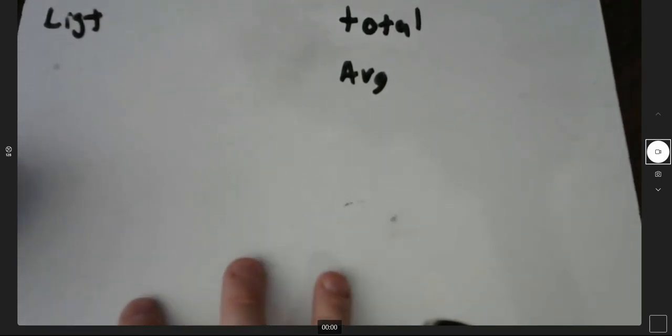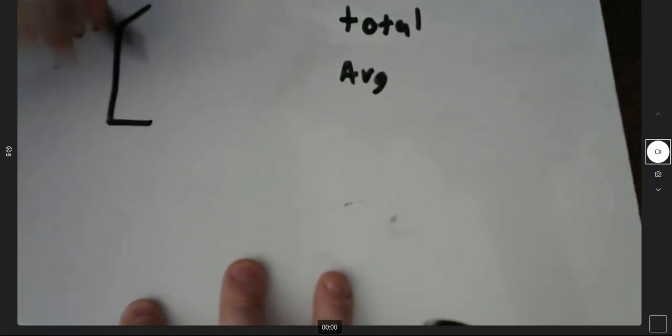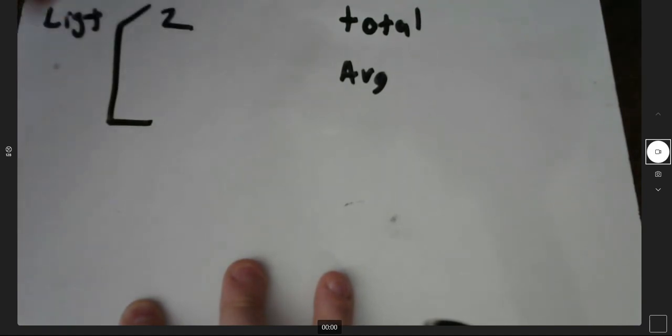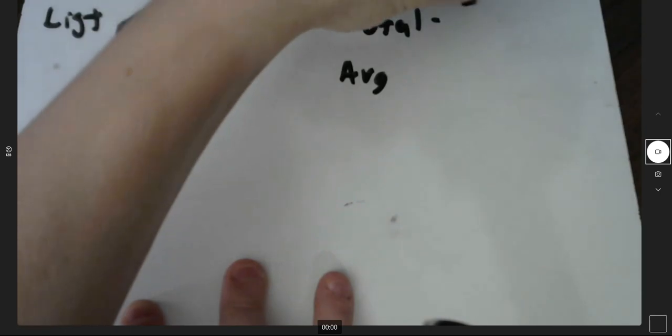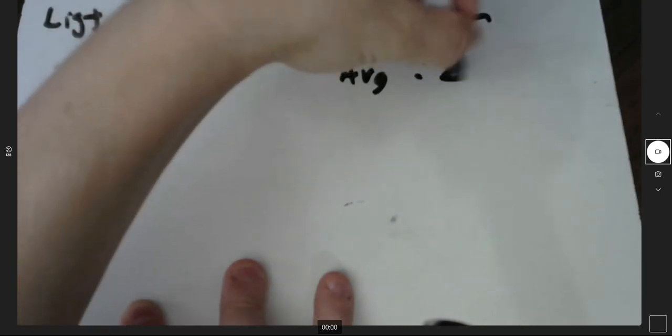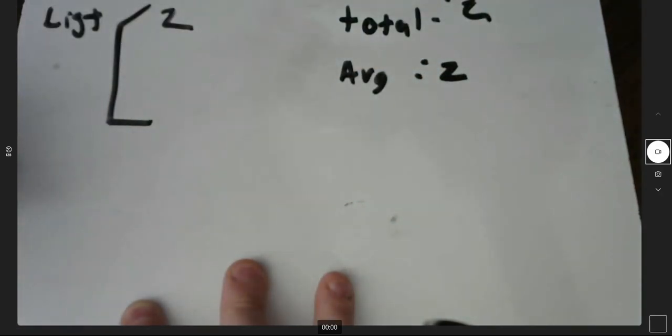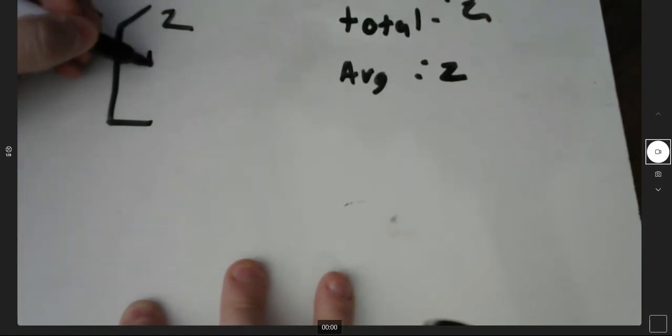So what we're going to do, every time we push the add button, we're going to add a number to our list. Every time we add a number to our list, we have to update our total. So our total is now 2. Our average is now 2. Let's say the next number we add is 4. So that means our total is now going to become 6 and our average is going to become 3.